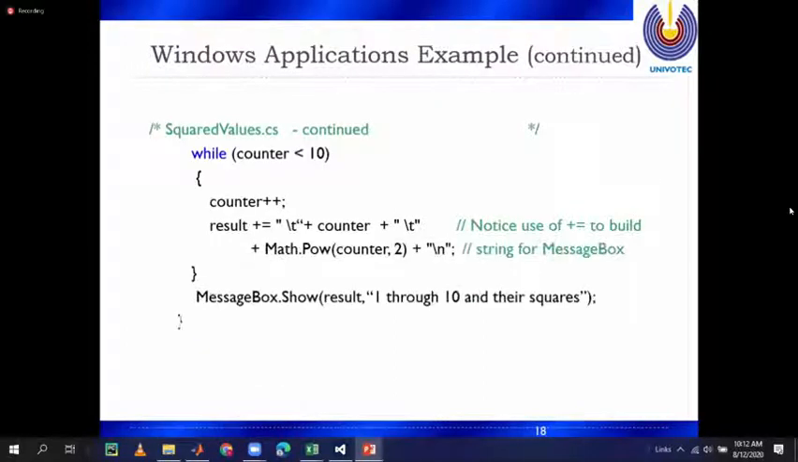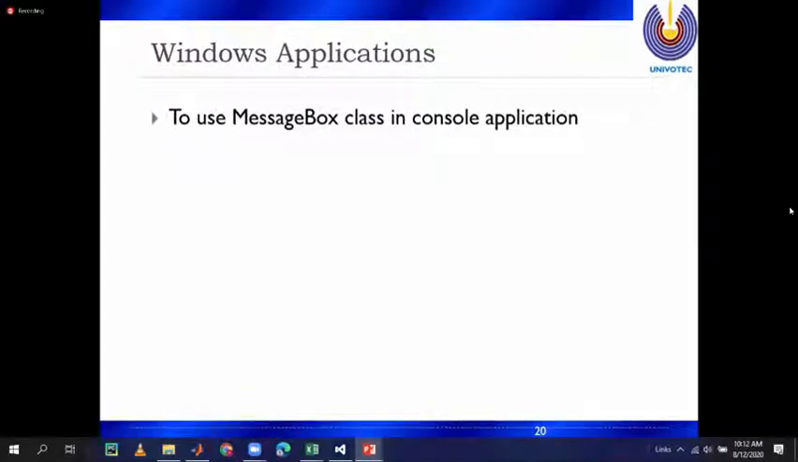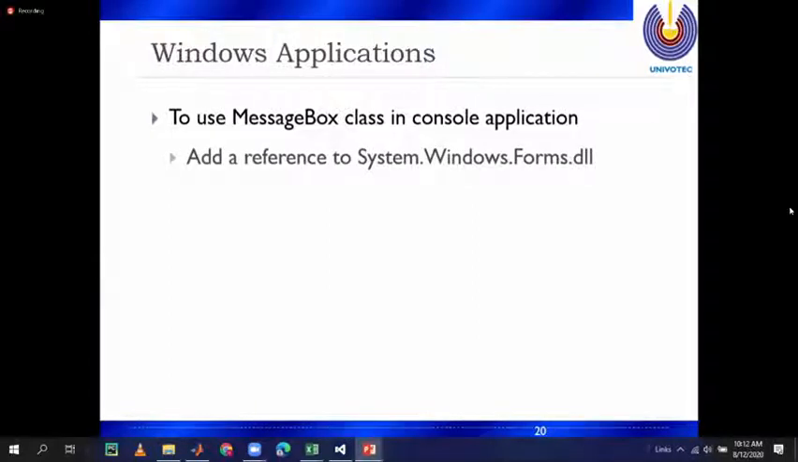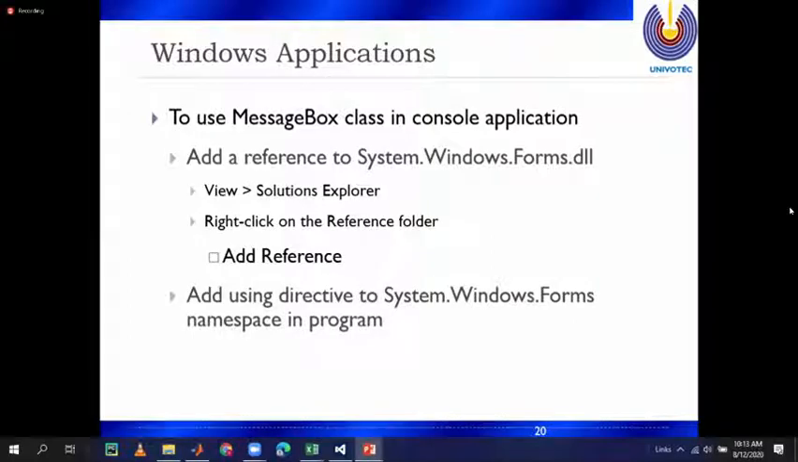Window application. Now, to use the MessageBox class in the console application, add a reference to the System.Windows.Forms DLL. You want to add that reference. After that, view Solution Explorer, right click on the References folder, add reference. Add a using directive for the System.Windows.Forms namespace in the program.